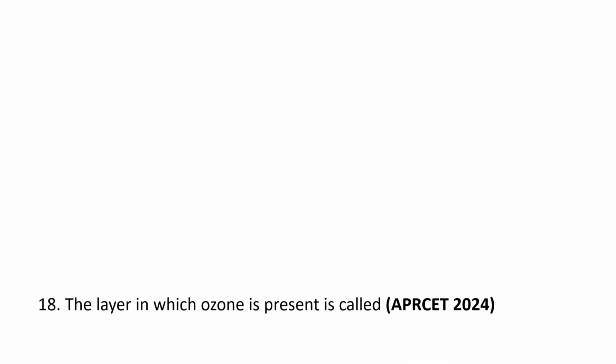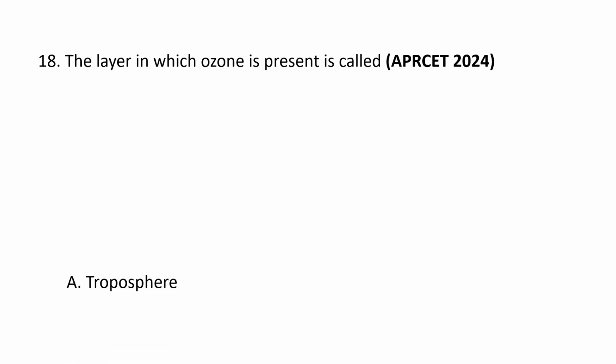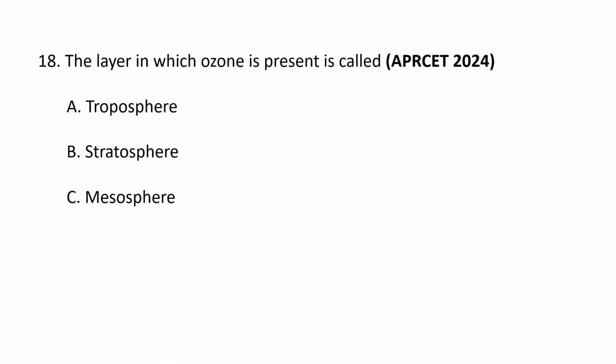Next question. The layer in which ozone is present is called, very simple question, A. Troposphere, B. Stratosphere, C. Mesosphere, and D. Exosphere. The layer in which ozone is present is called stratosphere. Ozone is present in the stratosphere, which is the layer of the Earth's atmosphere located above the troposphere.